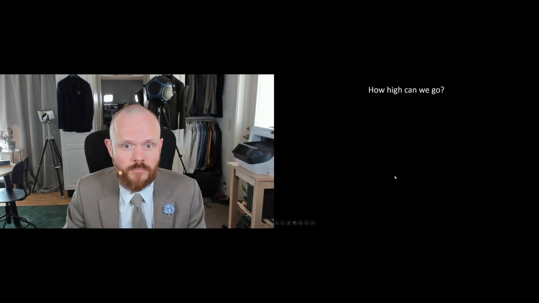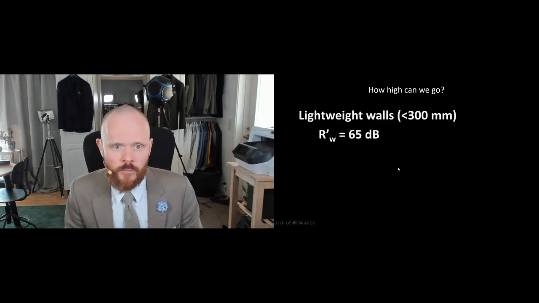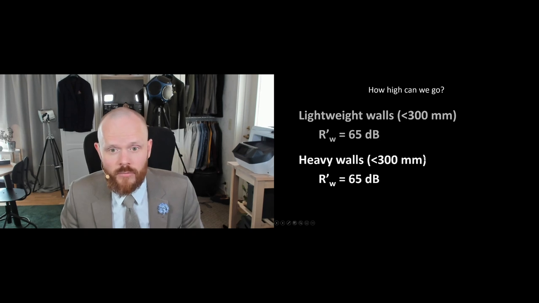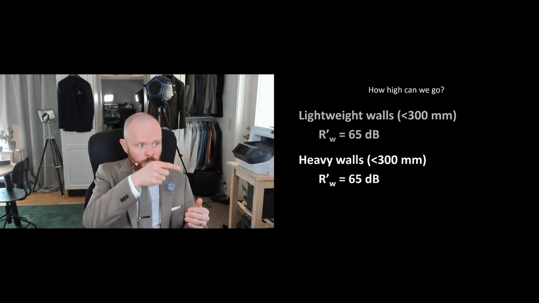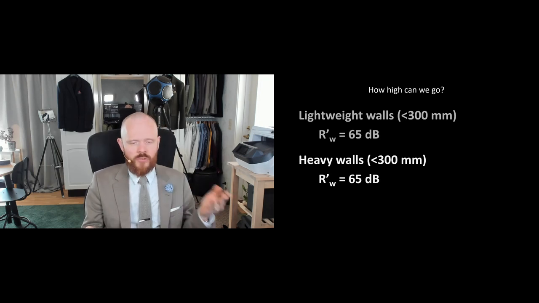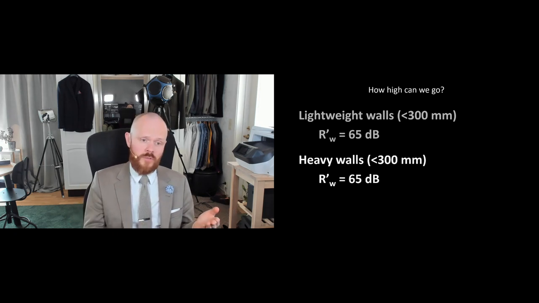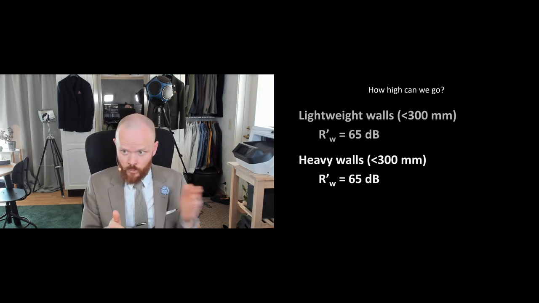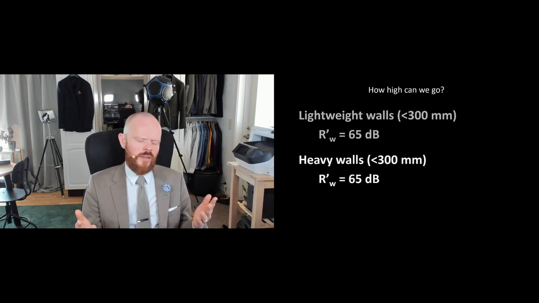So how high can we go? For a lightweight wall up to 300 millimeter, we can reach about 65 dB in the sound reduction index. And for a heavy wall, 300 millimeter, we can also reach about a similar level, 65 dB. But we have to remember that this R'w index does not describe the correlation between perception and the low frequencies. It is only from 100 hertz and up, but there's a lot of things going on in the 20 to 100 hertz region as well, in the 50 to 100 hertz region, and that one we miss out if we only look at R.